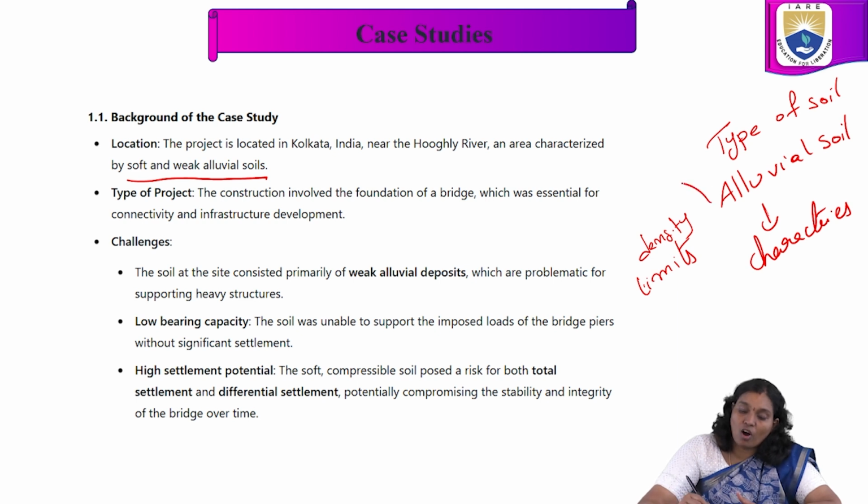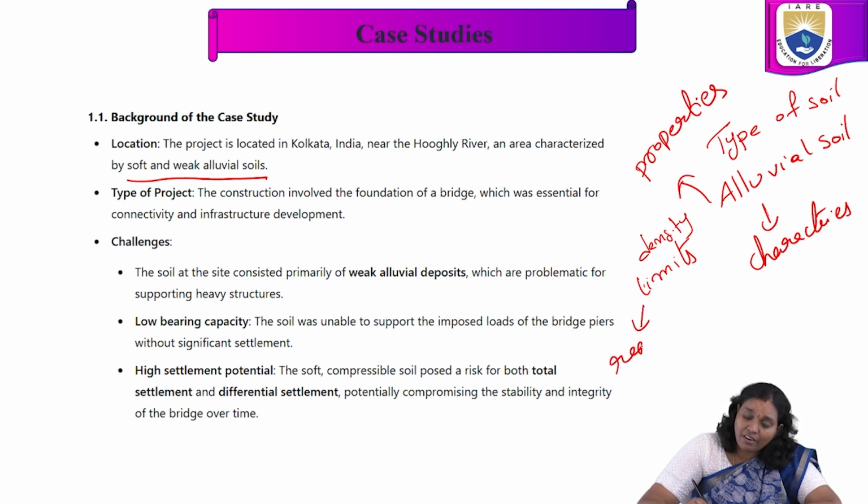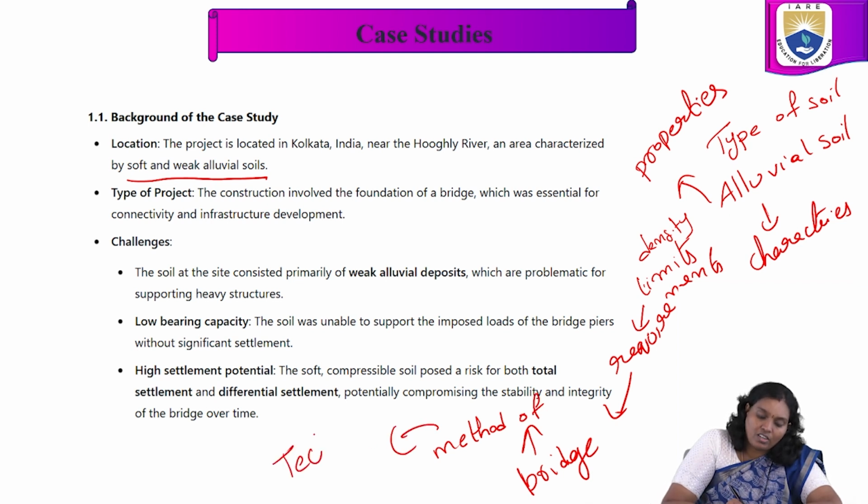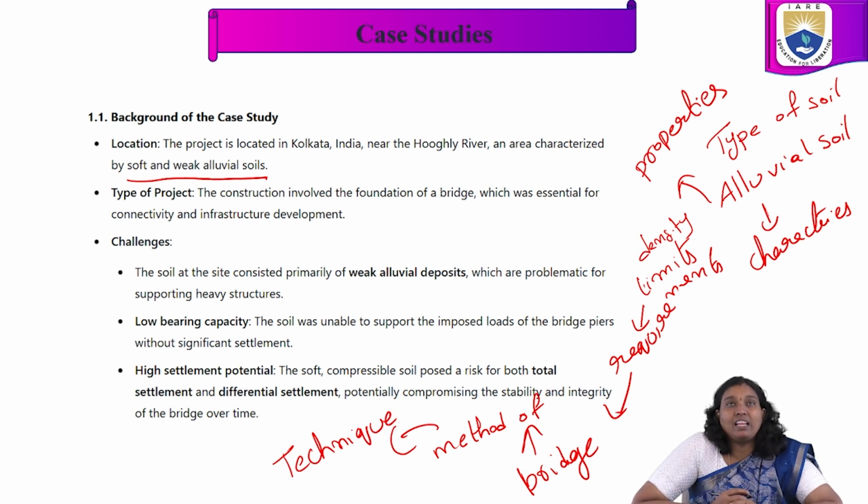So we know the basic properties and parameters of the soil in that particular locality, and what the requirements are for the construction of this bridge. For construction of a bridge, what type of project is involved, and according to the project, what are the requirements? According to that, we are going to choose the method of improvement technique. So according to that, we are going to understand the ground improvement techniques in this particular case study.